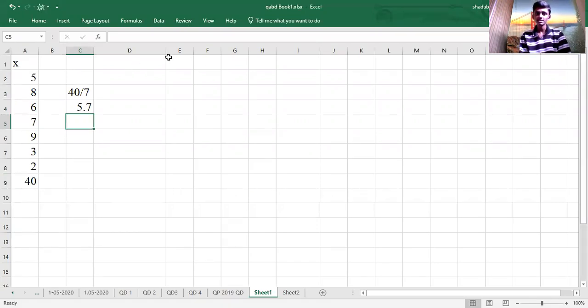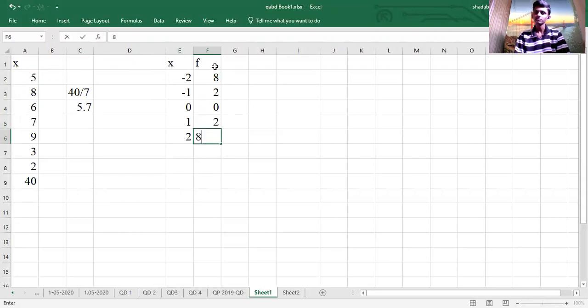But in case they have given x values as 2, 1, 0, then 1, 2, with the earlier ones taken as minus 2 and minus 1, and frequencies 8, 2, 0, 2, 8. Now this is a discrete series.